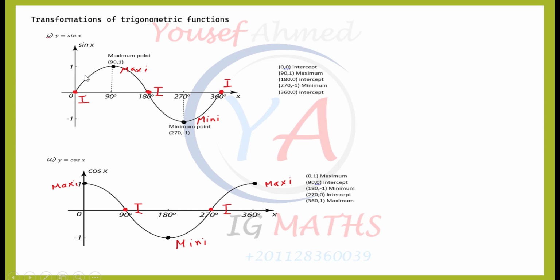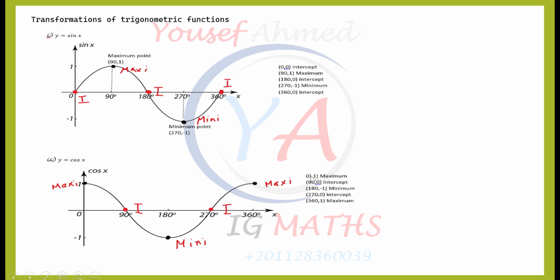For now, we're going to keep it here for some time, and then we're going to work on the exercise. The cosine starts from the maximum directly. It doesn't start from the intercept like sine. It starts from the maximum point. So it goes maximum, intercept, minimum, intercept, and then maximum. So it starts from 0 and 1, then here 90, 0, 180, -1, 270, 0, and then 360, 1. These are the points as well.